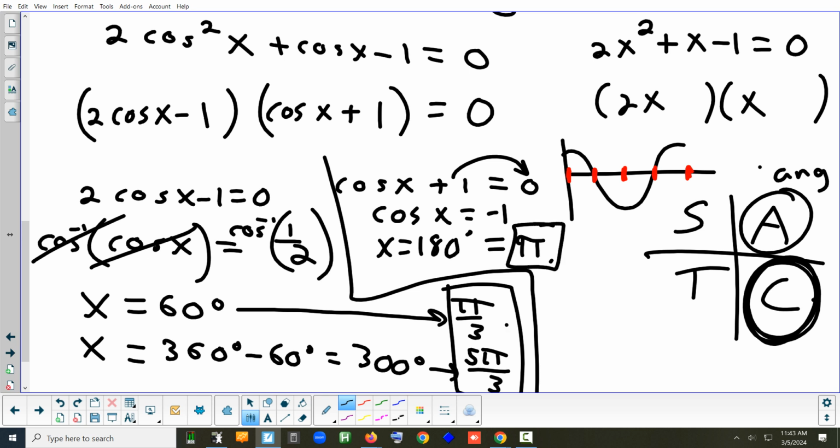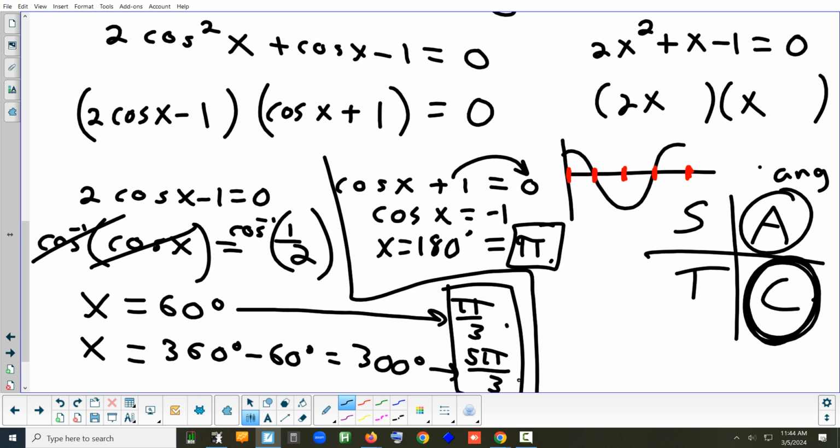So this one had 3 answers. Pi, pi over 3, 5 pi over 3. Doesn't matter what order you write the answers in, as long as you write all 3. On Edulastic, most likely would be set up just, I'd say, like put commas between your answers. But you could have them in any order. Okay, any question on that one?